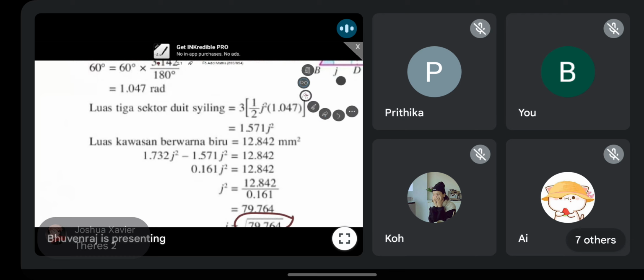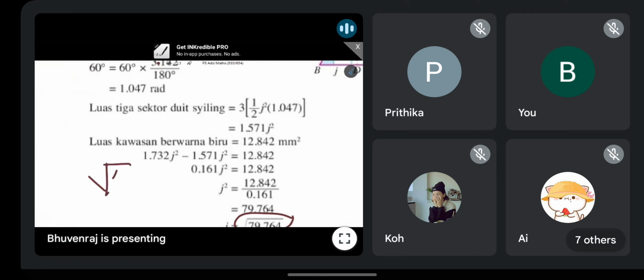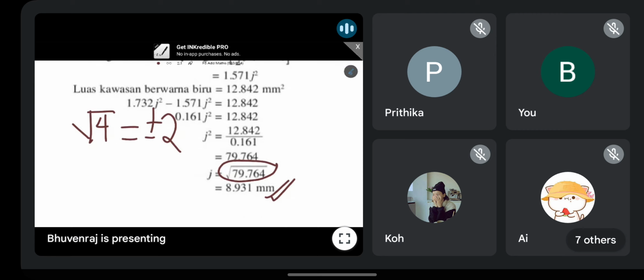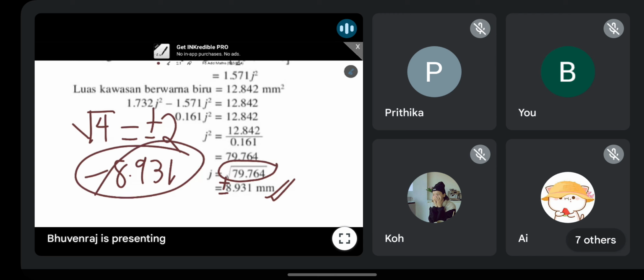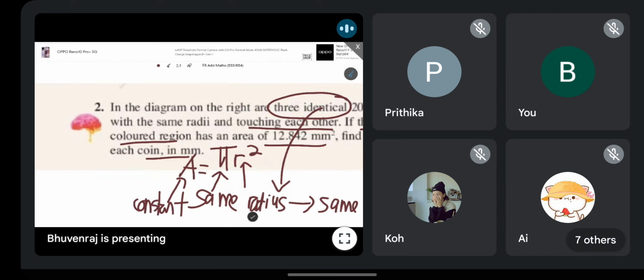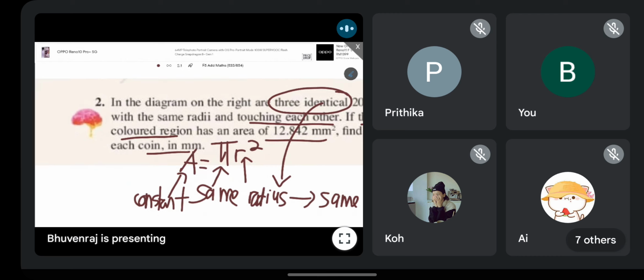Remember guys, a lot of people forget this when doing maths. Whenever you have square root, punca kuasa 2, there are two answers, which are positive and negative. Contoh. So for this case it is also the same. You have positive 8.931 and also negative 8.931. But why do we reject negative 8.931, guys? Mengapa kita tak ambil nilai ni? Because panjang cannot be negative. Length is not negative. That's why you take positive only.